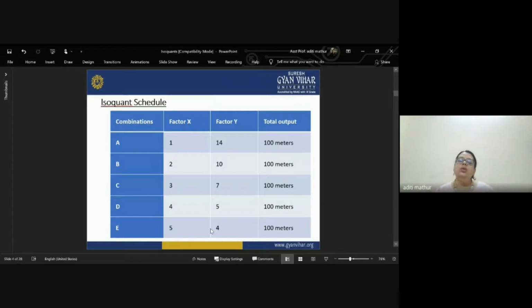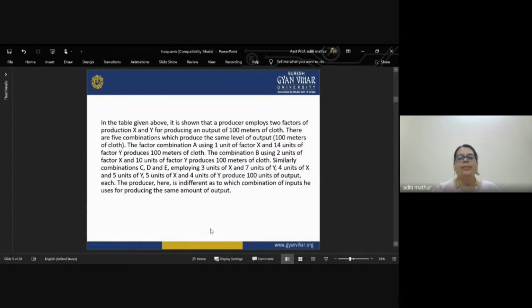When this IsoQuant data is represented in a tabular format, it is known as IsoQuant Schedule. And when the same thing is represented graphically on a graph and a curve is drawn, that curve becomes your IsoQuant curve. In the table which we have seen above, a producer employs two factors of production, X and Y, for producing an output of 100 meters of cloth.